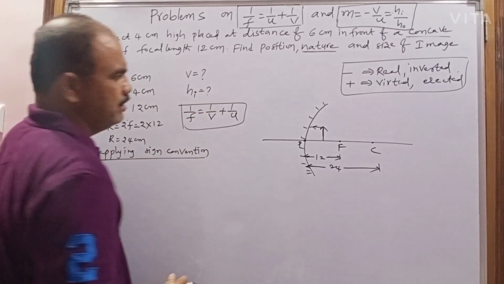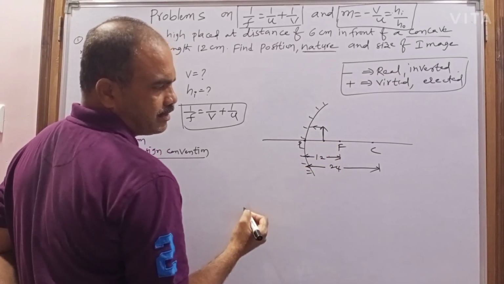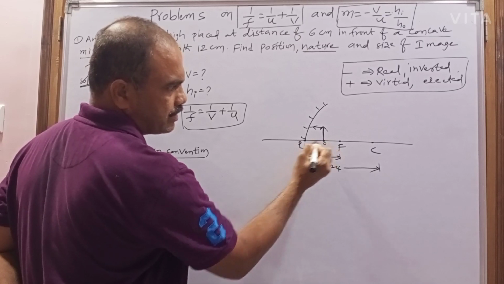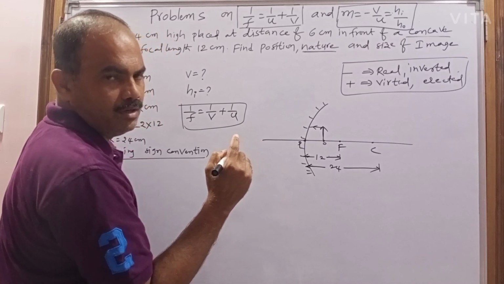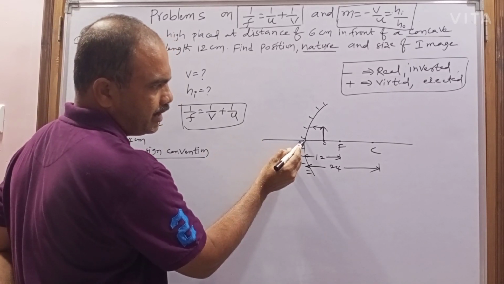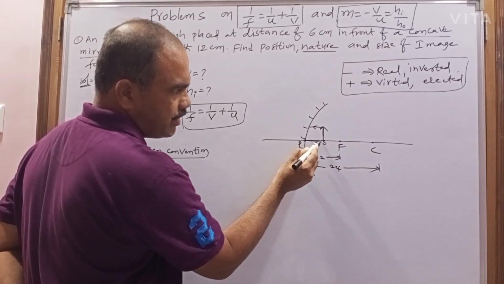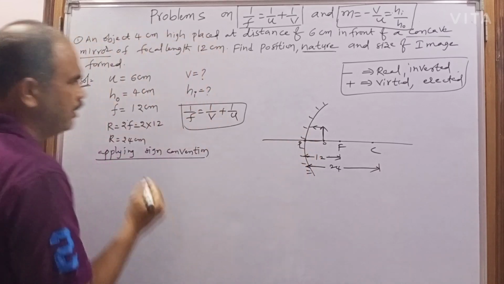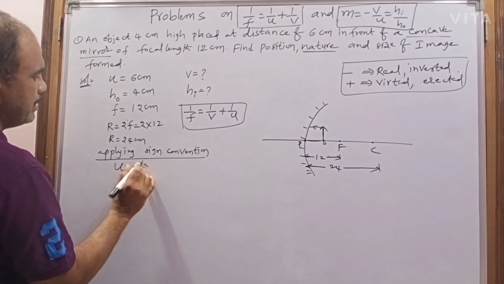So now, what is object? Here is the object. What is object distance? The distance between the pole and the object is known as object distance. To measure the object distance, what is the sign convention? First rule, all distances are measured from the pole of the mirror. You are moving from pole to object, opposite to the incident ray. That's why the object distance becomes negative. So U equals minus 6 centimeters.